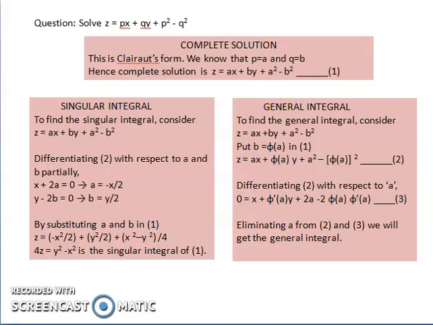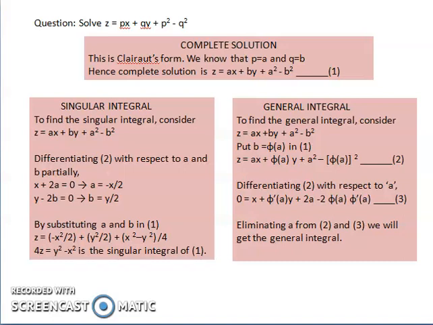To find the singular integral, we must differentiate z equal to ax plus by plus a squared minus b squared partially with respect to a and b. We get a is equal to minus x by 2 and b as y by 2. So we should substitute this in z equal to ax plus by plus a squared minus b squared. So the resulting solution is 4z equal to y squared minus x squared, which is the singular integral.